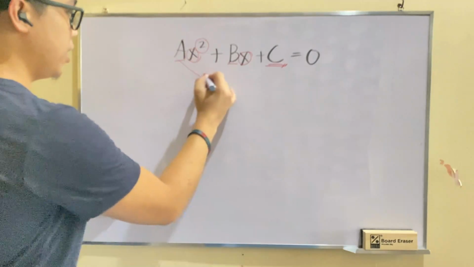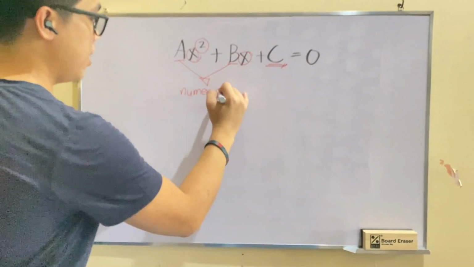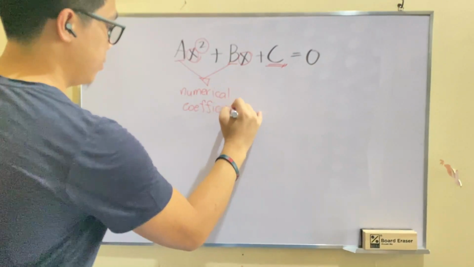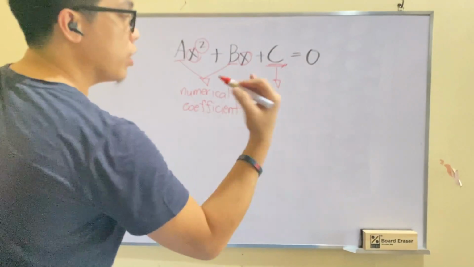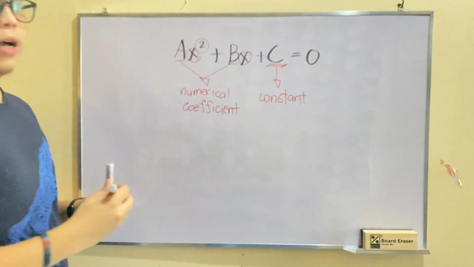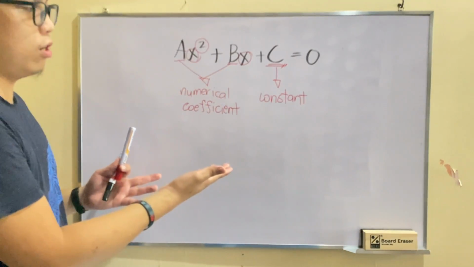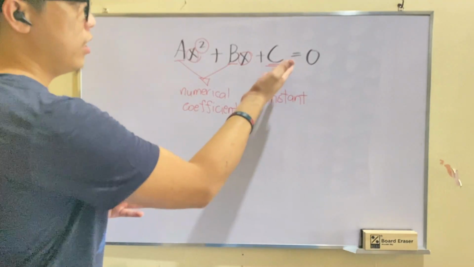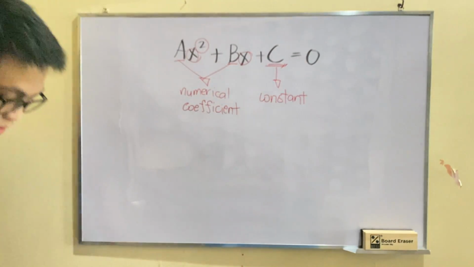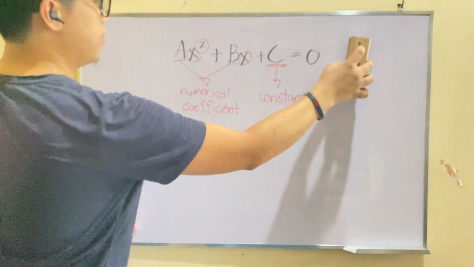So kung gusto nyo, sulat natin siya. Numerical coefficient. Then yung C is what we called constant. Okay, mga bata, huwag natin kakalimutan, A and B are numerical coefficients of the quadratic equation and C is what we call the constant. So, burahin muna ulit natin.